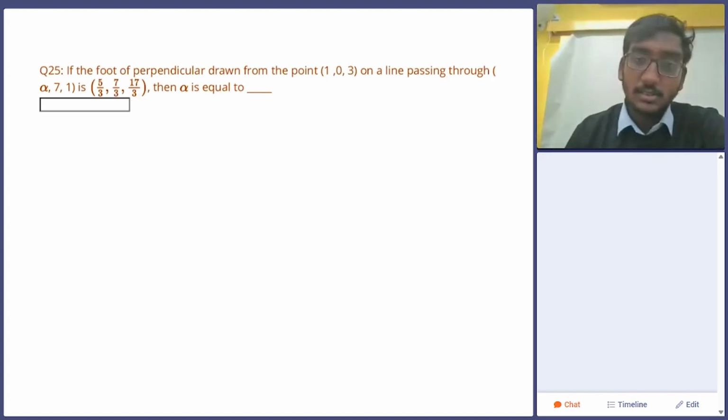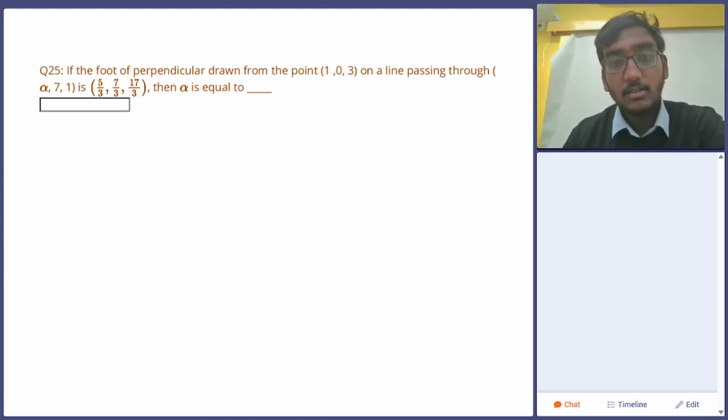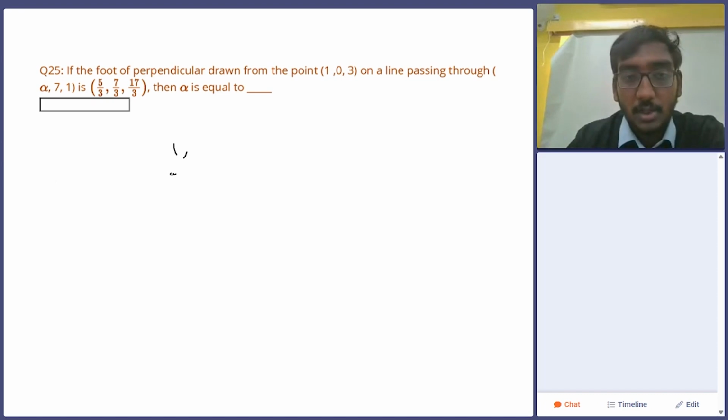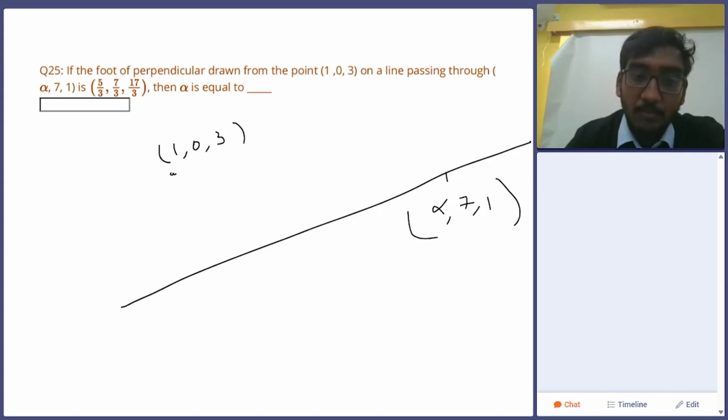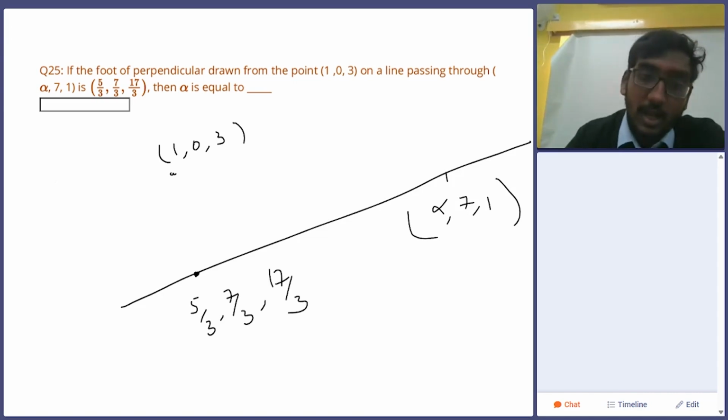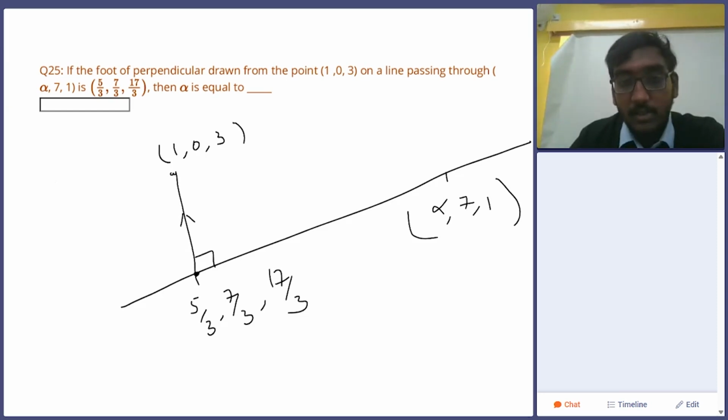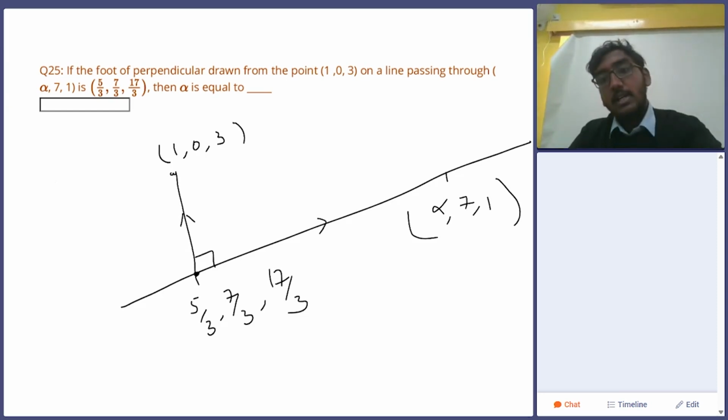The 25th question, this is from 3D geometry. They are giving that the foot of the perpendicular drawn from the point 1, 0, 3 to a line, which passes through alpha, 7, 1, is given to be 5 by 3, 7 by 3, and 17 by 3. See, the idea is very clear. If you take the dot product of this vector with this vector, by subtracting the DRs, it will be 0.